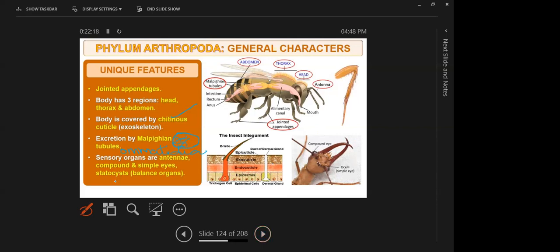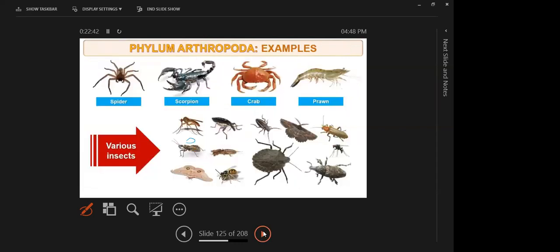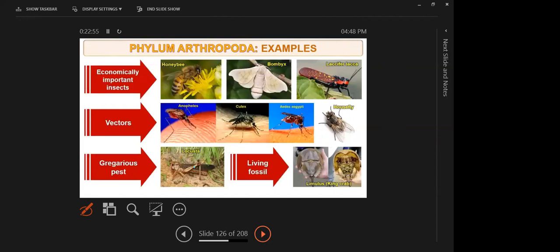They also have statocysts, which help in balancing. So they become static, and they will be suspended like this. That's their statocyst; it helps them be static at certain times. There are various insects, and Arthropoda is the largest phylum, with 750,000 species reported.